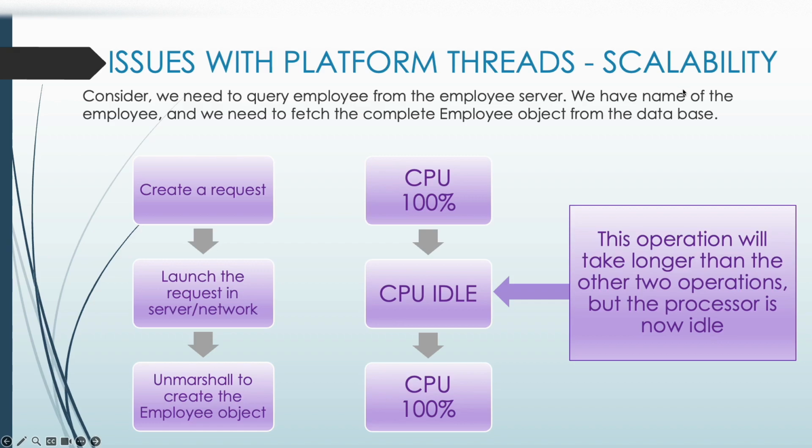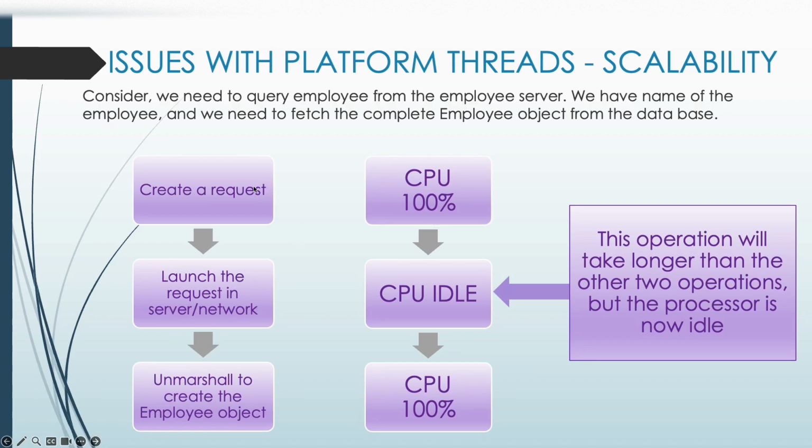What was the issue with the platform threads? One of the common issues is scalability. Let's try to understand this with an example. I have an employee name and I want to query the employee object from the employee server. These are the steps that are involved. First, I'll create a request. Why will I create a request? Because in this microservices world, I'll call another service to fetch this employee object.